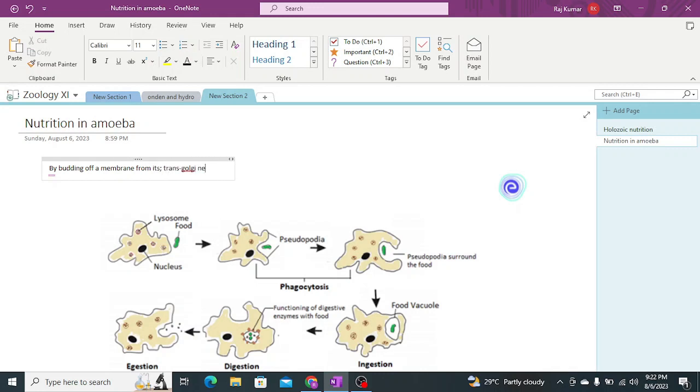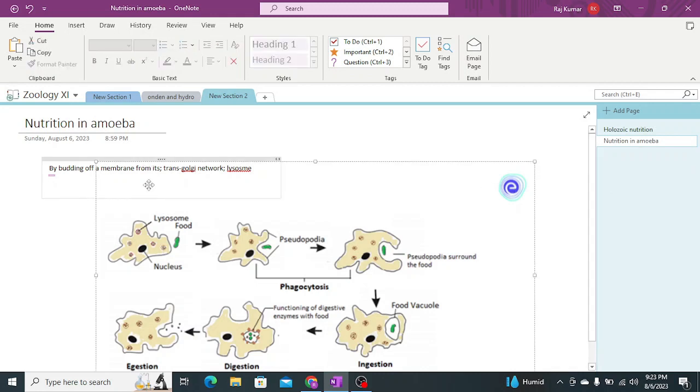By budding off a membrane from its trans Golgi network, it produces hydrolytic enzymes, and it produces a membrane around those hydrolytic enzymes, causing the formation of an organelle known as the lysosome. That lysosome is used for digestion of food molecules because it contains the hydrolytic enzymes.